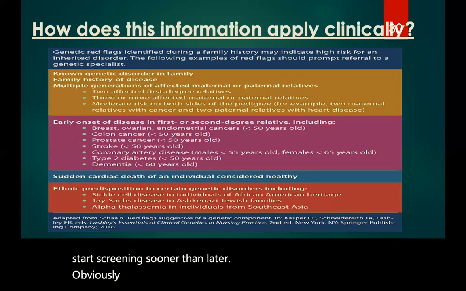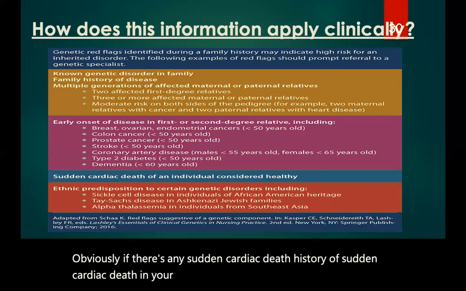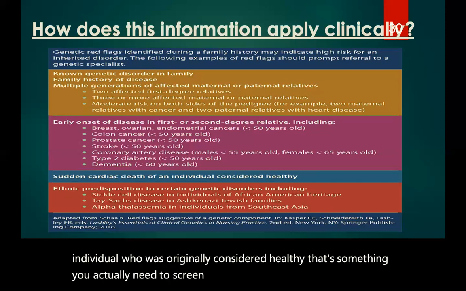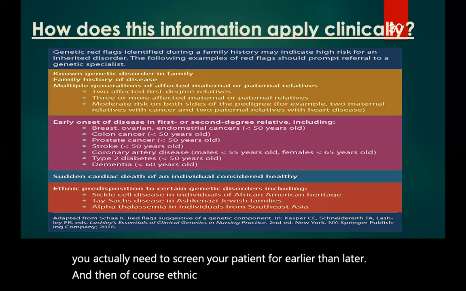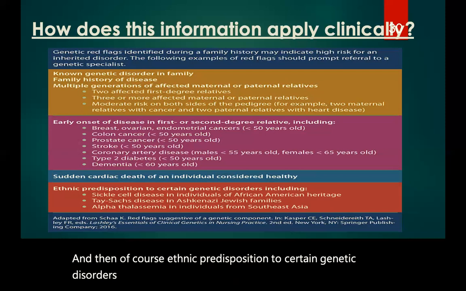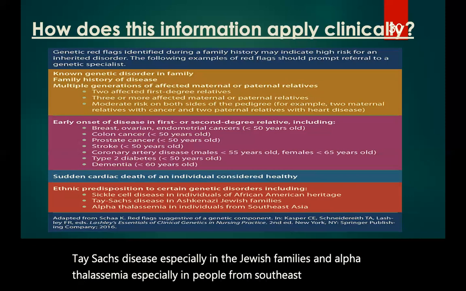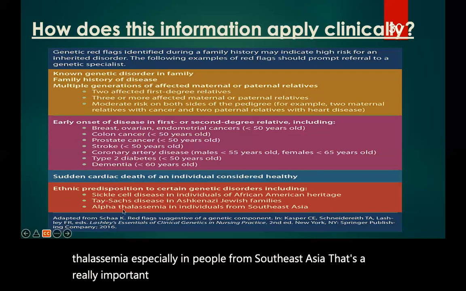Obviously, if there's any history of sudden cardiac death in your patient's family, especially in an individual who was originally considered healthy, you need to screen your patient earlier rather than later. And then, of course, ethnic predisposition to certain genetic disorders includes sickle cell, especially in African Americans, Tay-Sachs disease, especially in Jewish families, and alpha thalassemia, especially in people from Southeast Asia. That's really important, these three ethnic predispositions in terms of genetics.